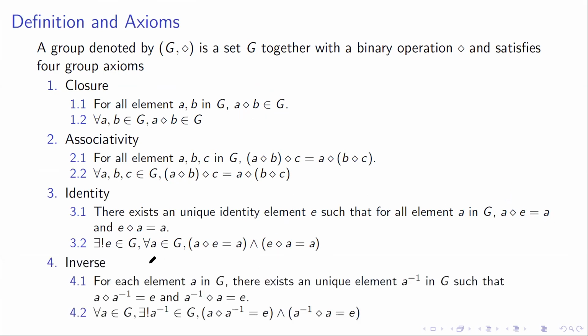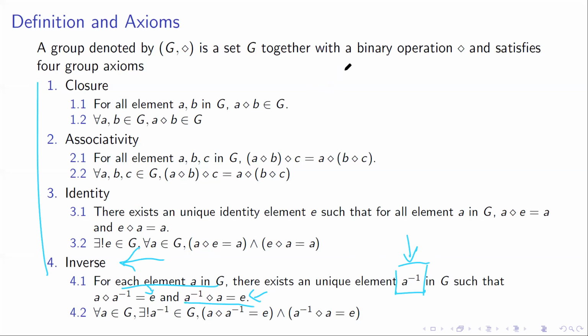And last, we have the inverse property, which says that for each element a in G there must exist a unique element a inverse, which we denote with this symbol, such that a diamond a inverse is equal back to the identity element. Yes, and this is it. So these are the 4 group axioms that a group must satisfy.